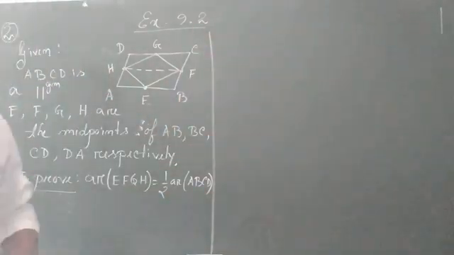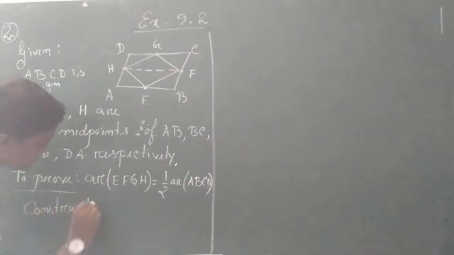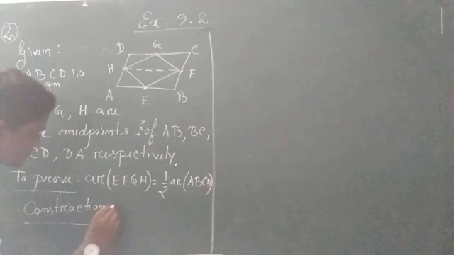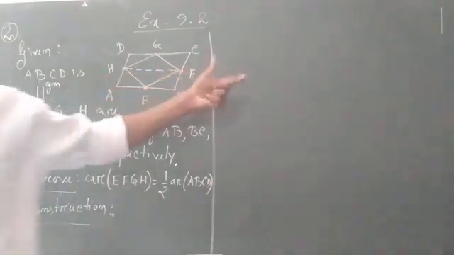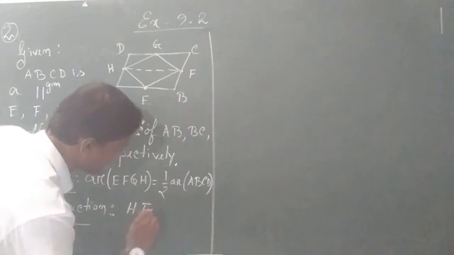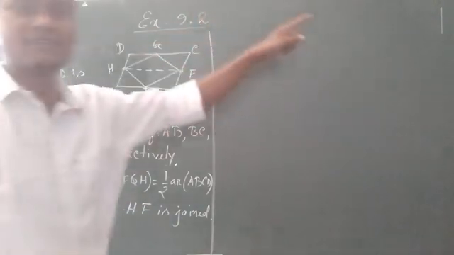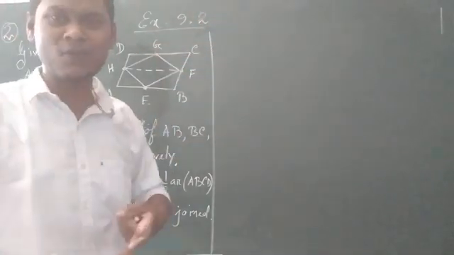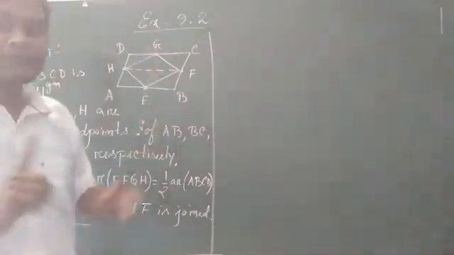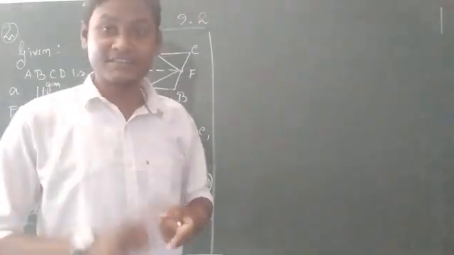One construction is there. Write that construction. Construction: HF is joined. Now let's come to the proof part. That's a very interesting proof. It's so simple. Just listen properly to each and every point.